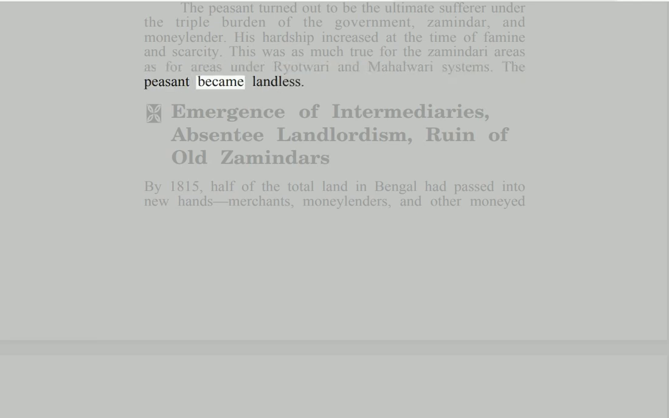The peasant became landless. Emergence of intermediaries. Absentee landlordism, ruin of old zamindars. By 1815, half of the total land in Bengal had passed into new hands: merchants, moneylenders, and other moneyed classes.